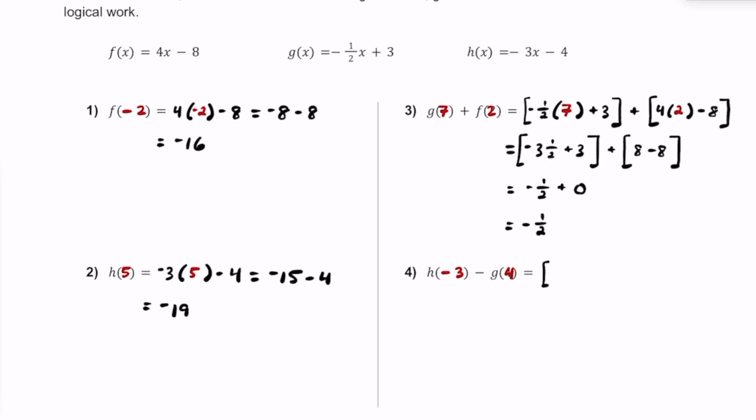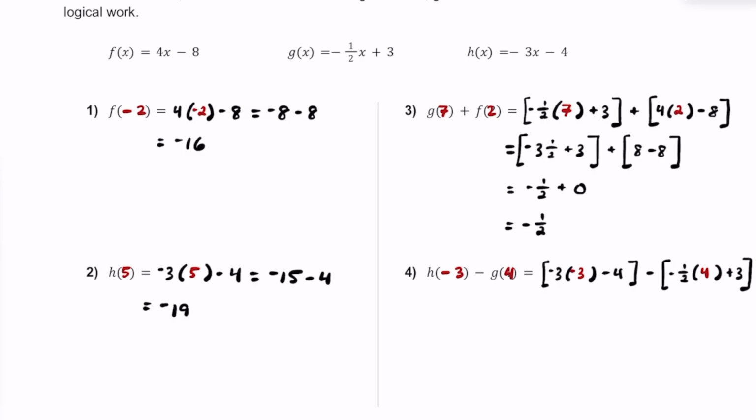It's going to be negative 3 multiplied by this negative 3. All right, and then we're going to go ahead and take away 4. And let's see, we're going to take away g of 4. Now g of 4, let's put this in brackets as well. That's going to be negative 1/2 multiplied by 4 here. Put that in parentheses, multiplied by 4, and then we're going to add 3. All right, so that would be our original expression here.